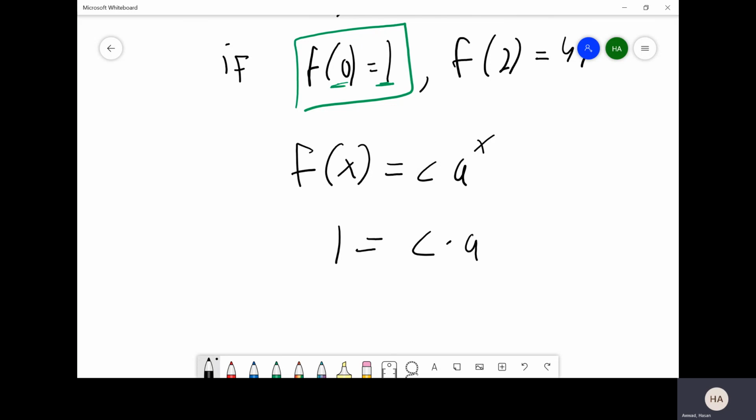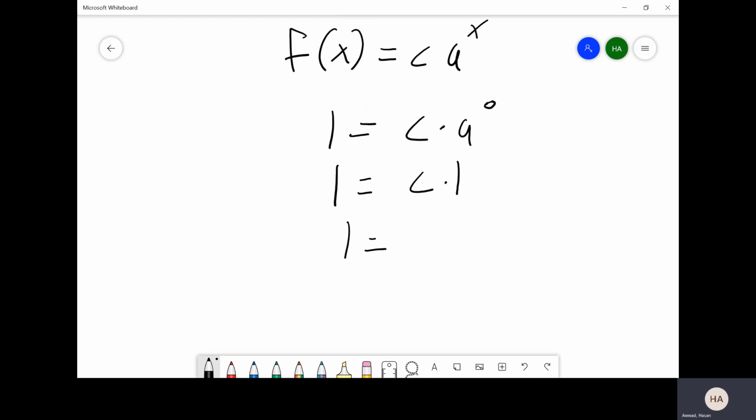The reason that I picked this piece as my first piece of information is because notice how easy it is to solve for c now. A to the 0 is just going to cross out to be 1, right? It doesn't matter what a is. Any number to the 0 power is just going to be 1. So we just have 1 is equal to c times 1, which means 1 is equal to c. So we just figured out what c is, because we were able to cross out a just with the information that we were given.